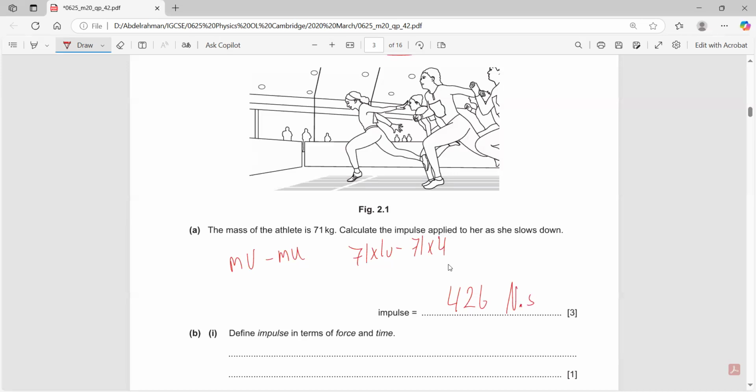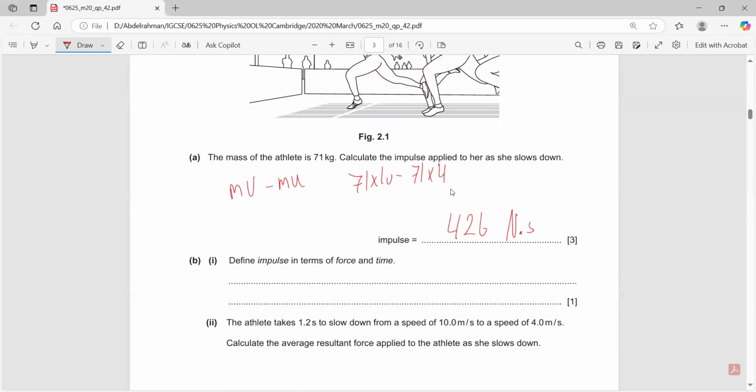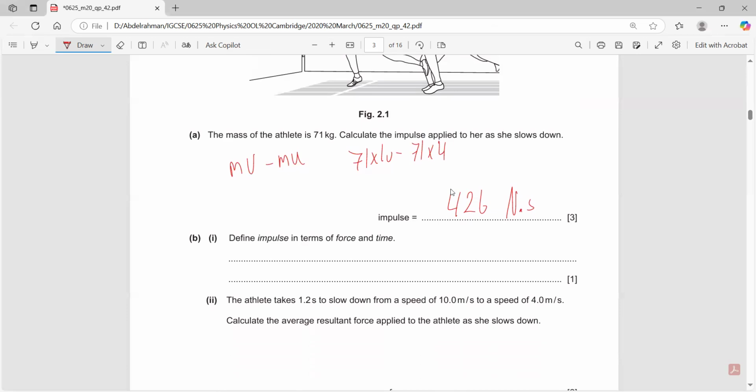Can I use kilograms meter per second? Yes, you can. Define impulse in terms of force and time. Impulse equals force times time.